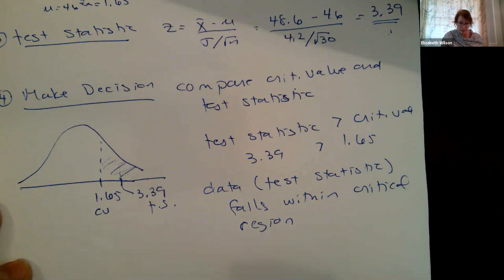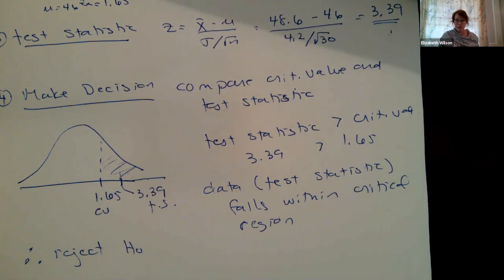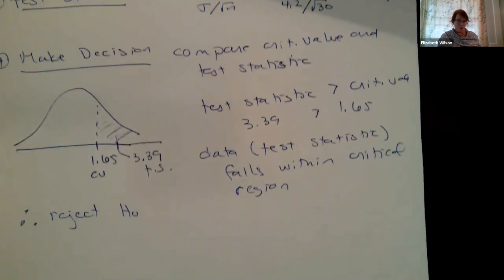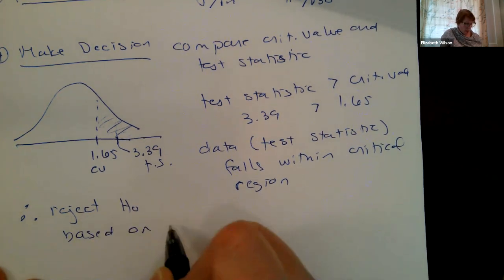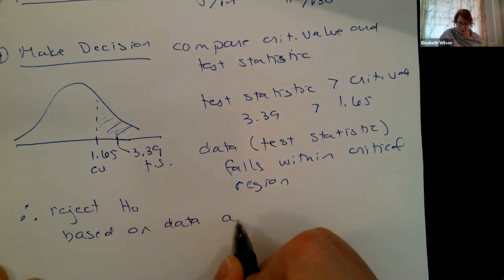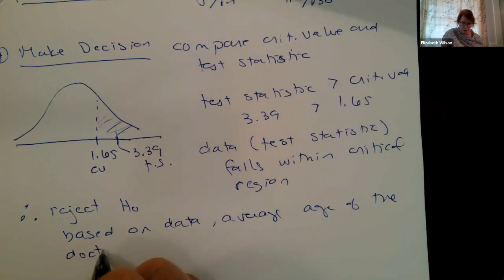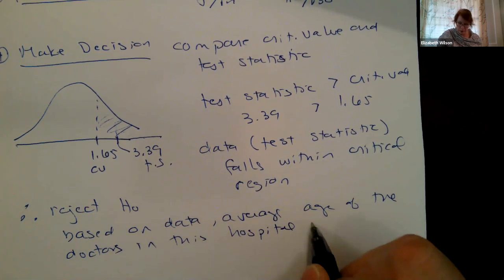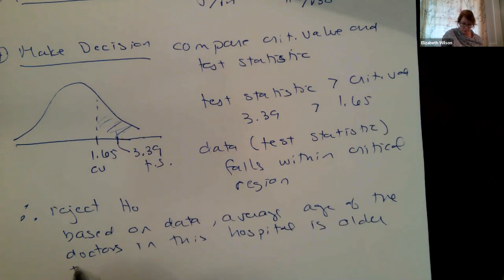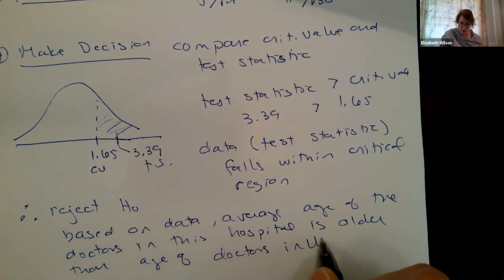So because it falls into our critical region, my decision is going to be to reject the null hypothesis, which means I can conclude that maybe the doctors in this hospital are actually older than the national average. So I can say reject the null hypothesis. What I'll write in words is: based on the data, the average age of the doctors in this hospital is older than the age of doctors in the US as a whole.